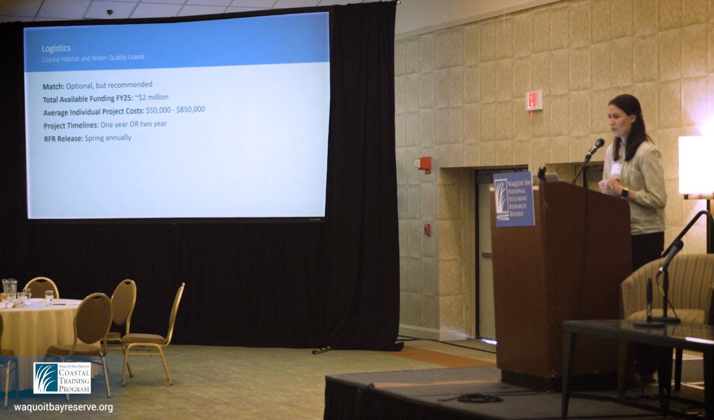Generally, and again, always pertaining to our current year, our match was optional but recommended for FY25. We had about $2 million available in total funding. Generally, we expect individual project costs to range between $50,000 and $850,000, depending on that project type, as an implementation project might be different than assessment. And then our project timelines run on a 1 or 2 year time, and that's following the state fiscal calendar.